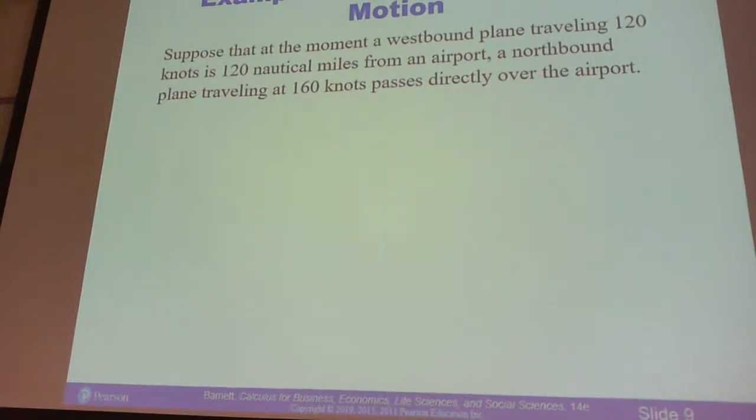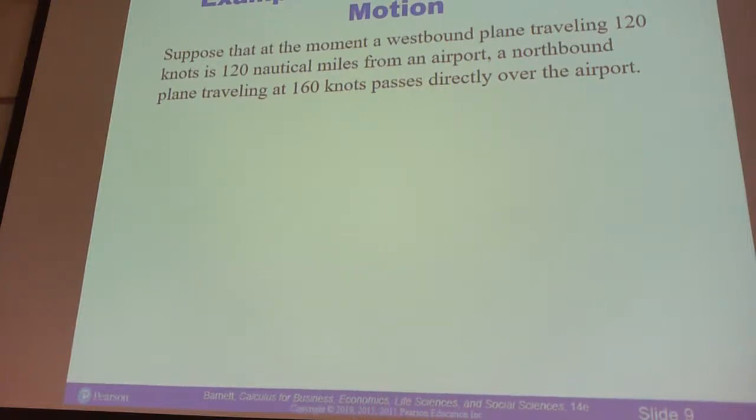Okay? So here's another one. Again, breathe, relax. We'll do it all together. Suppose at a moment a westbound plane traveling 120 knots is 120 nautical miles from an airport. A northbound plane traveling 160 knots passes directly over the airport.